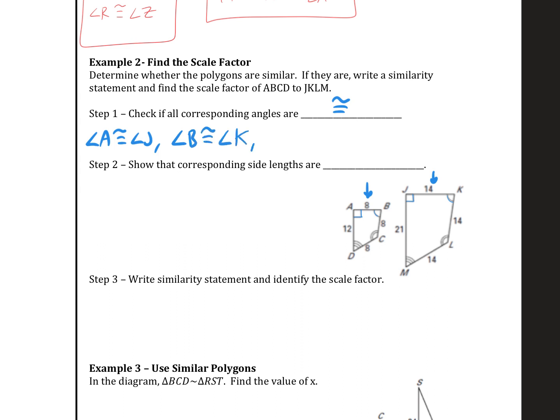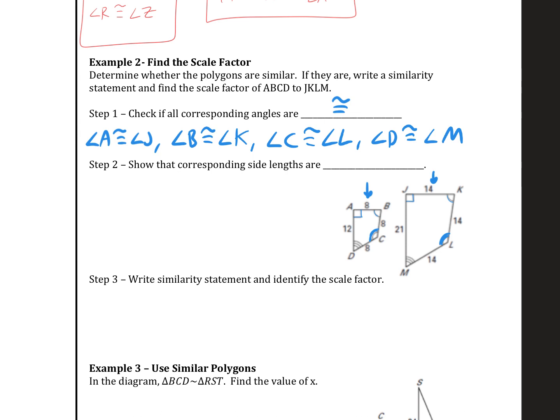And you can see if you go around there that L has 2 arcs, so does C. So it would be angle C is congruent to angle L. And the last one we have is angle D is congruent to angle M. So far so good. All the angles are congruent, and we can say that part of the similarity is good.